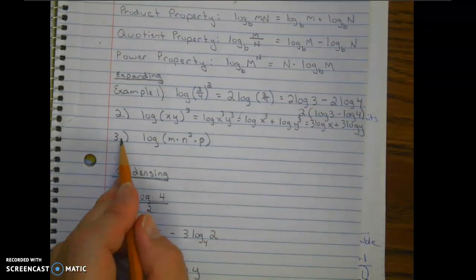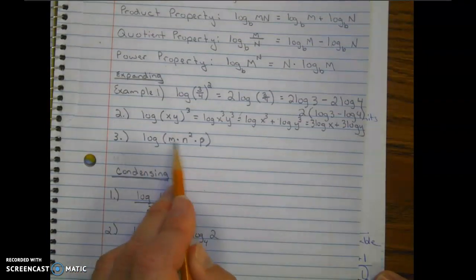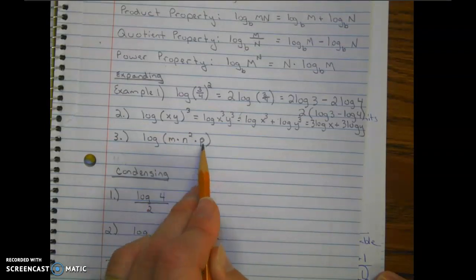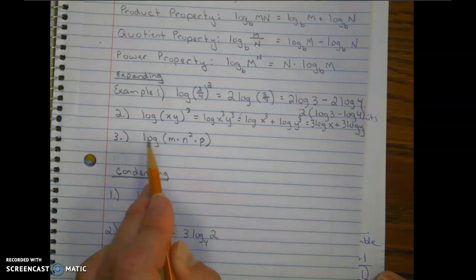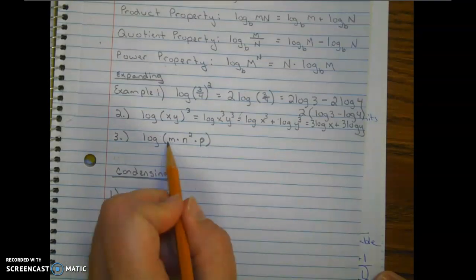Okay, looking at number 3, this time we have 3 factors of an argument being multiplied. That means we're going to have 3 logs because we're expanding. So we're going to have log of m.